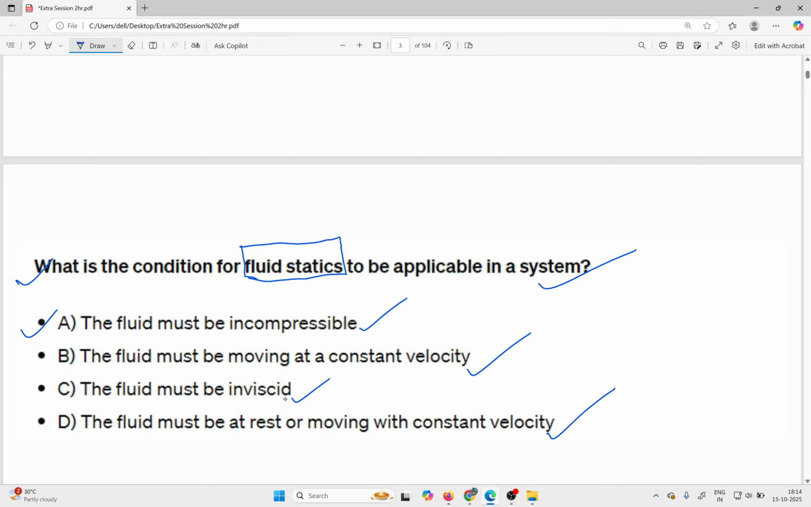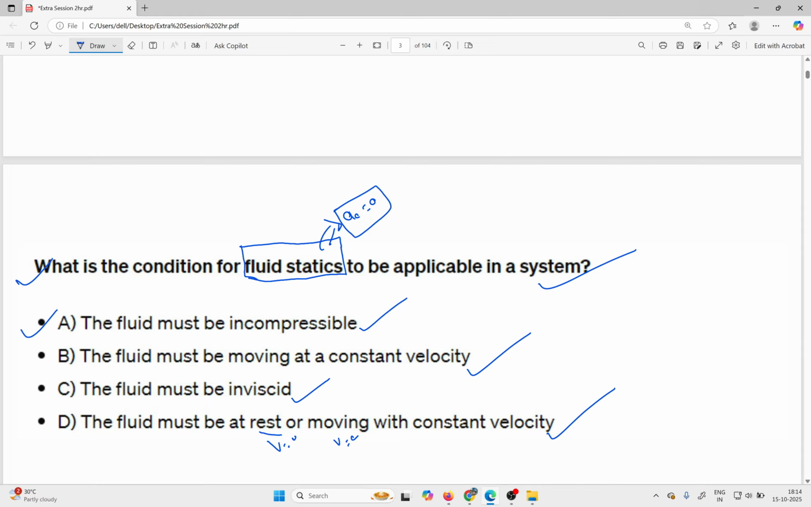The fluid must be incompressible in viscosity. Here also it is given at rest, means velocity is zero. Here velocity is constant, moving with the constant velocity. Means what is the meaning? The fluid static applies to the situation where the fluid is at rest or moving with a constant velocity without acceleration. So fluid static condition is the acceleration will be zero. Remember please, acceleration should be zero. So in both cases, when your fluid is at rest, you can say acceleration will be zero. When fluid moves with constant velocity, you can also say the acceleration will be zero.